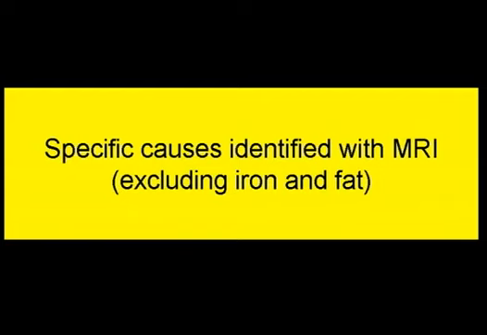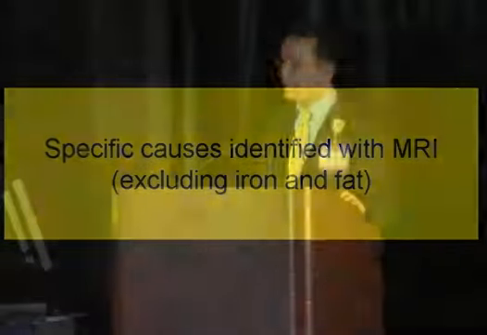So MRI would not only diagnose liver cirrhosis and portal hypertension, it will also diagnose any HCC or dysplastic nodules, but also you can help the clinician by identifying some specific etiologies of chronic liver disease using MRI only. So let's review those. We'll review the iron and fat at the end.